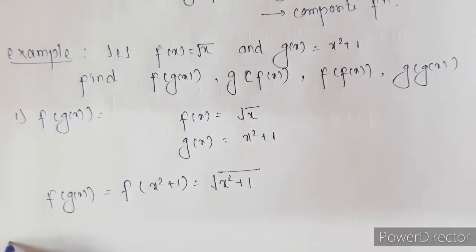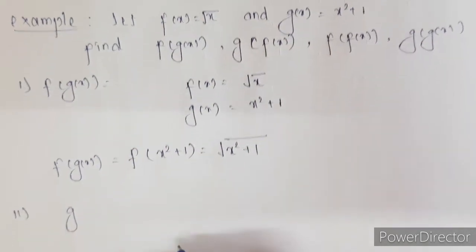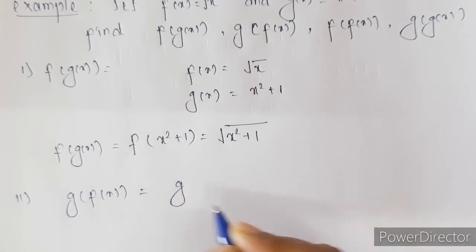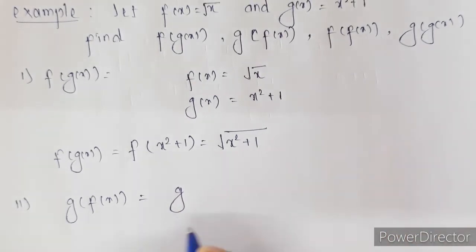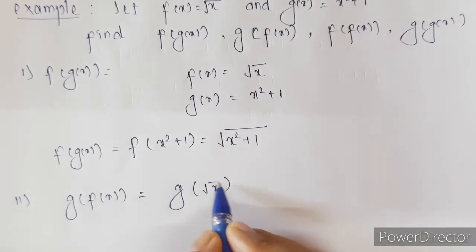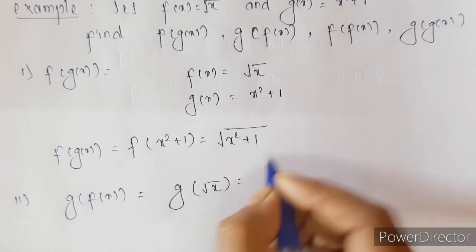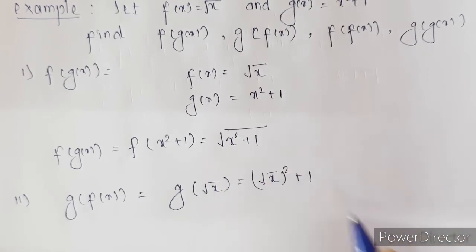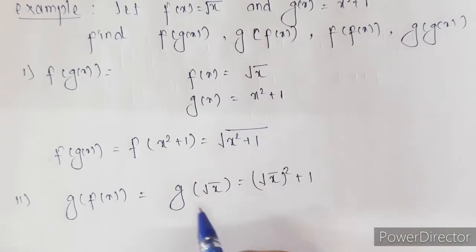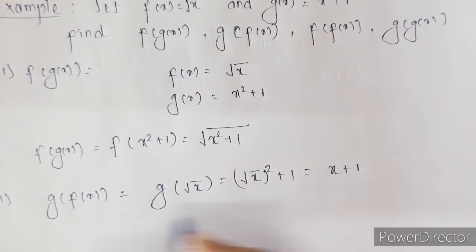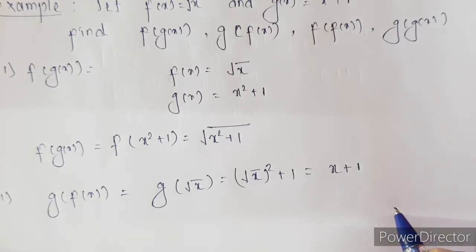Now the second one, g of f of x. What is f of x? F of x is root of x. So it is nothing but g of root of x. Now in g of x, wherever there is x, we have to substitute it by root of x. So g of x is x square plus 1, so this will be root of x whole square plus 1. Now what is root of x square? It is nothing but x. So g of f of x is nothing but x plus 1.